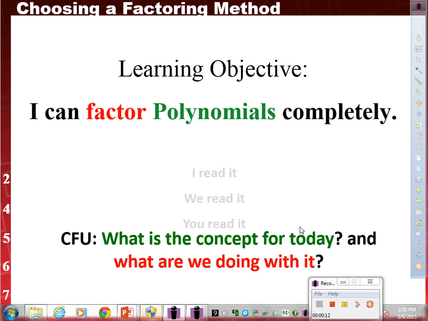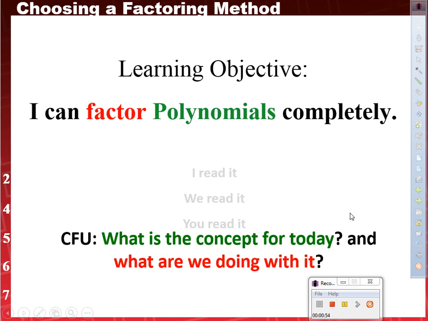Yes? I've always wondered, what does CFU stand for? That's for me, and that's just checking for understanding. I just want to make sure that you guys are understanding what we're doing. That's why we have an objective, to make sure that you understand what we're doing for the day. So what is the concept for today's polynomials? We're factoring. Okay. All right, so here we go.